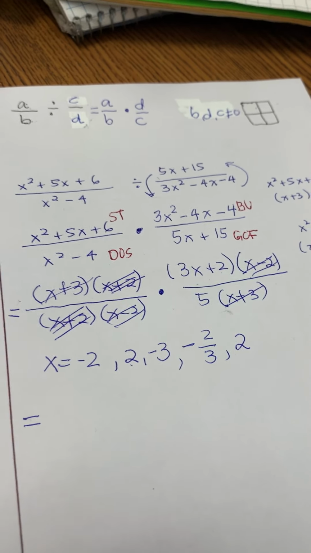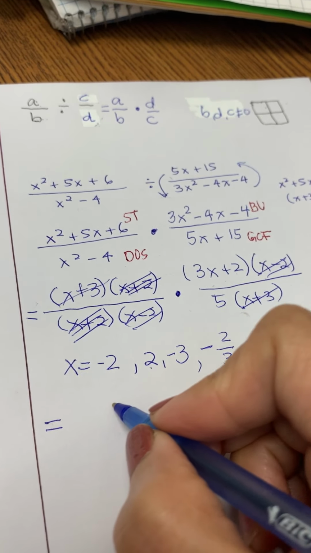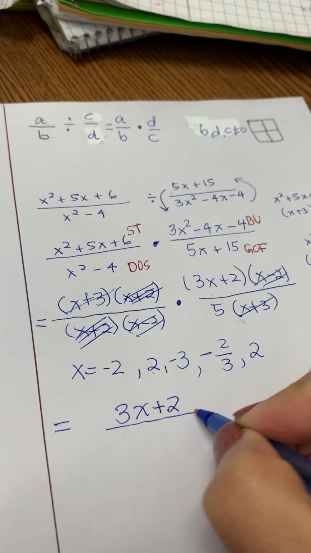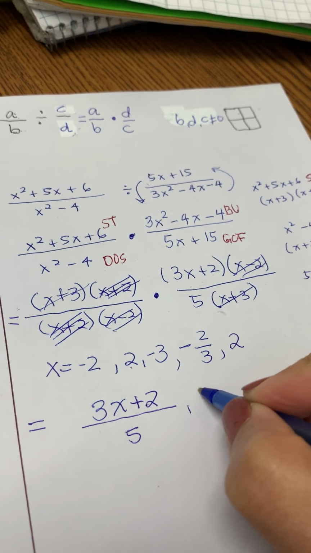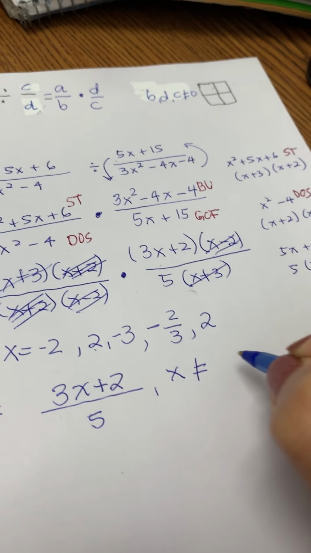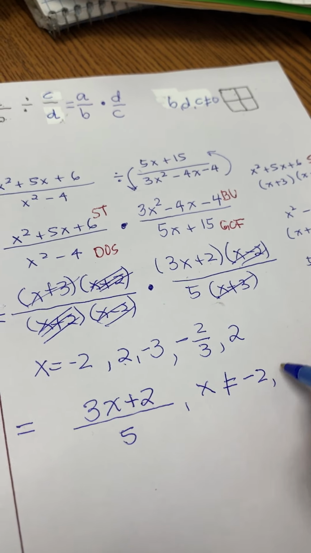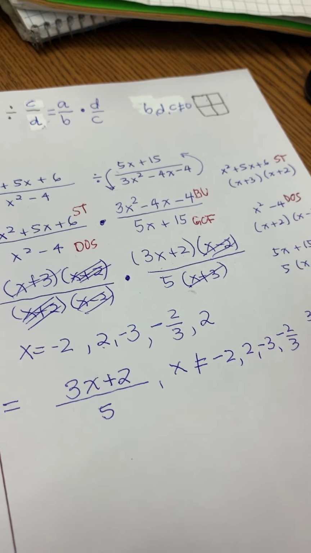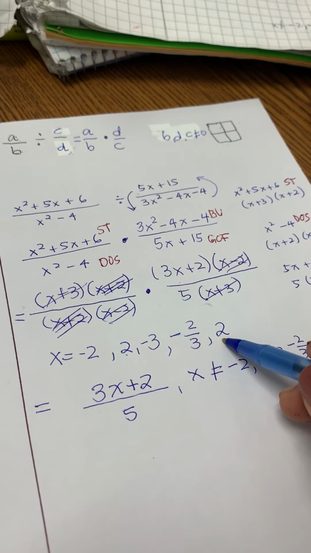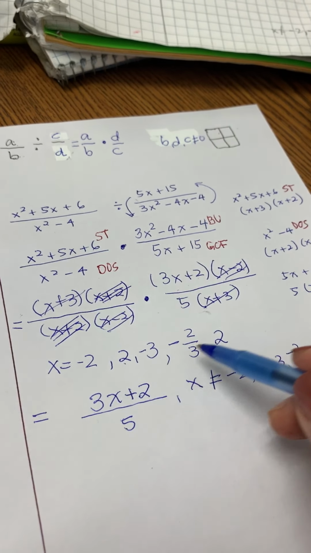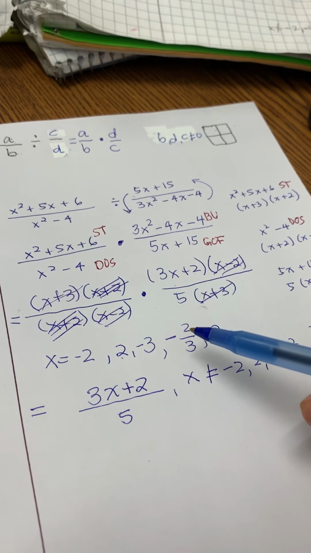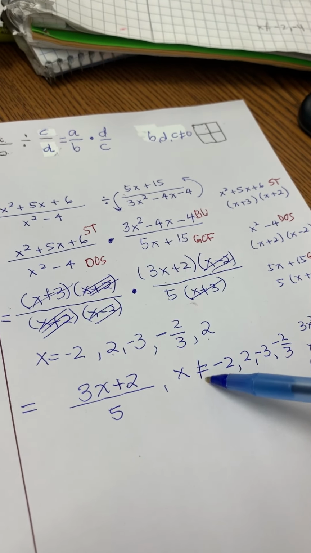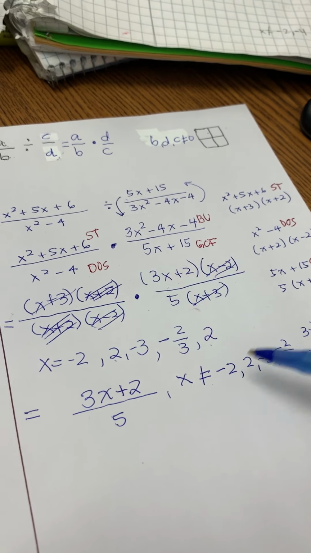So our final answer will be, the simplified form is just 3x plus 2, that's left on top, divided by 5. And of course, x cannot be equal to negative 2, negative 3, negative 2/3. There is no need to repeat these two, okay? So these are the numbers that will make our denominator 0. So x should not be equal to that, or x is excluded.